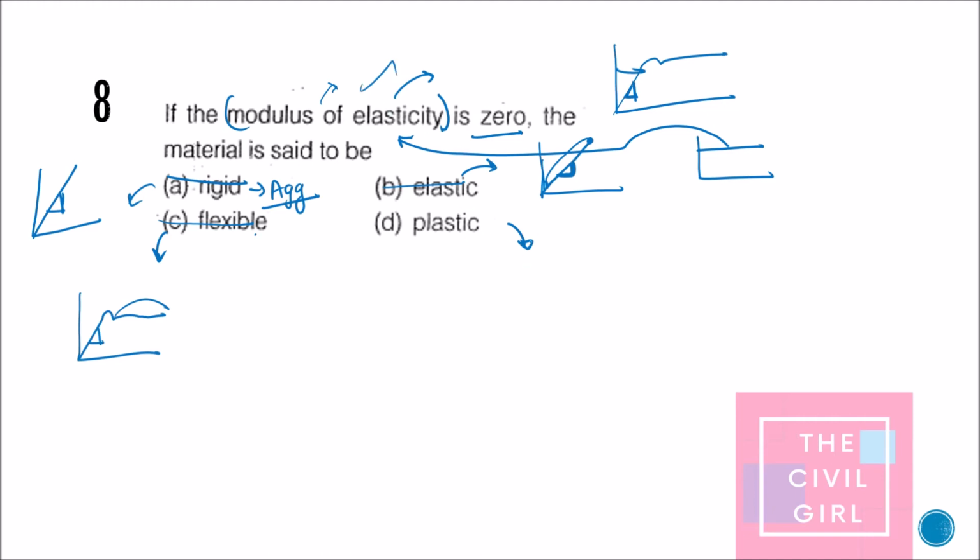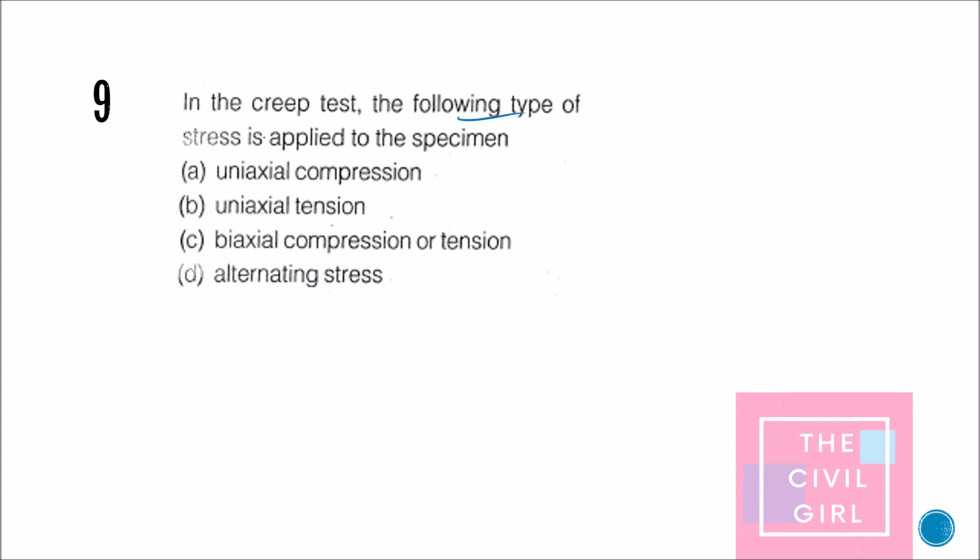So coming to the stress strain curve for plastic, it is something like this. Here we can see there is no slope at all. So this means that if the modulus of elasticity is 0, it is plastic. Next question, in creep test, the following type of stress is applied to the specimen. We know that in creep test, we go for uniaxial tension.